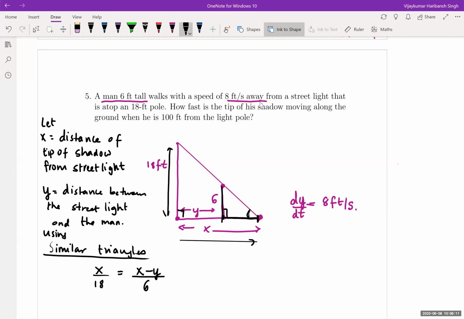So from here we get x by 3 equals x minus y. So this means y equals x minus x by 3. This means y equals 2x by 3.